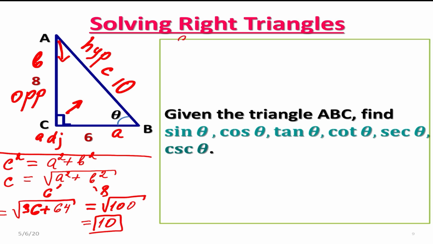So let's proceed with sine. Remember the mnemonic device, the mnemonic trick. So sine is opposite over hypotenuse, cosine is adjacent over hypotenuse, and tangent is opposite over adjacent. So let's implement this. Sine of theta equals opposite over hypotenuse.